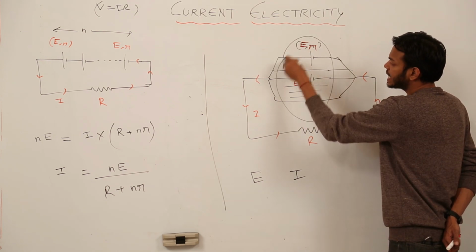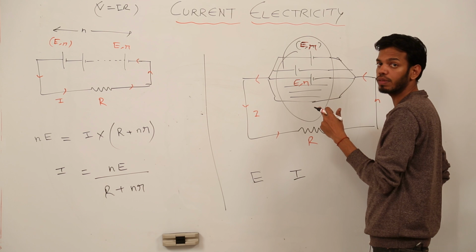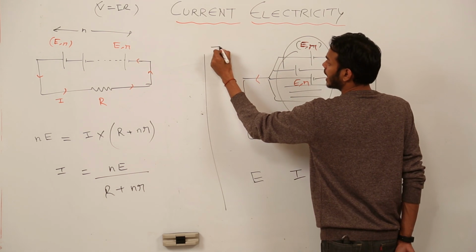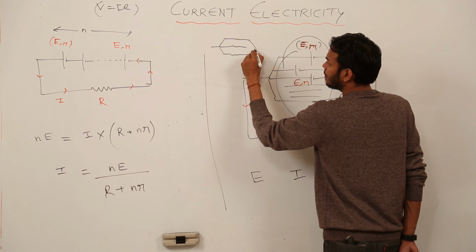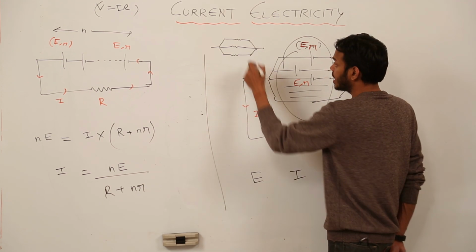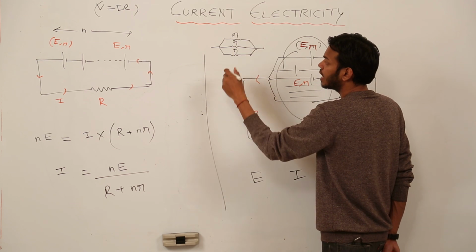I have to find out the value of current in both the cases. Alright, how do we find the current? We know a universal formula of Ohm's law, which is E equals IR. Right. First, let's sort it out. This one.